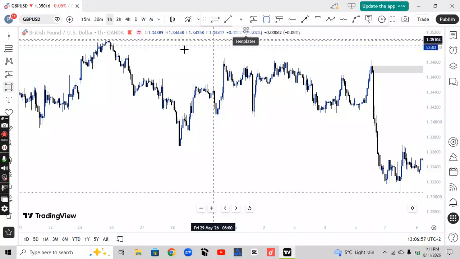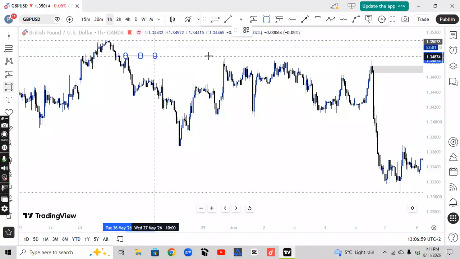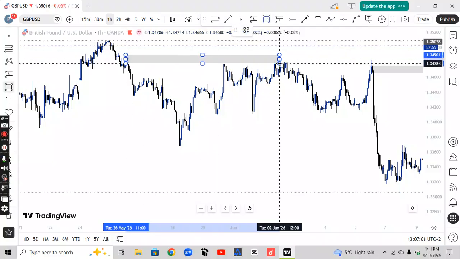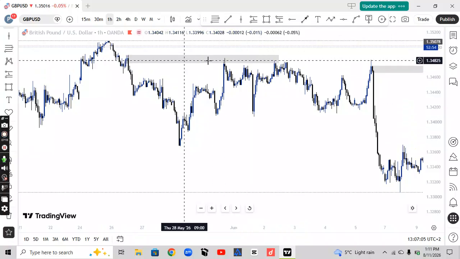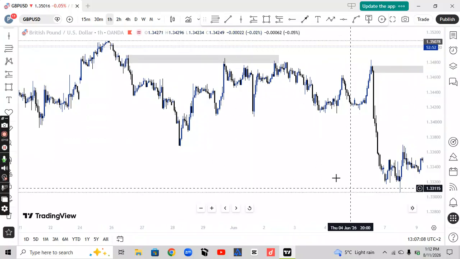We also have an order block here. In some cases the market would just respect the order block, come and tap into it, and then push away.